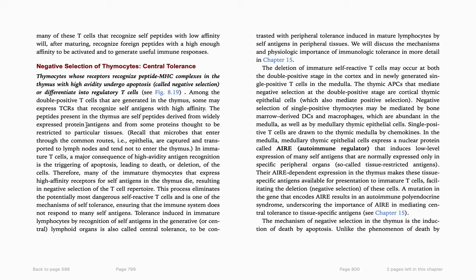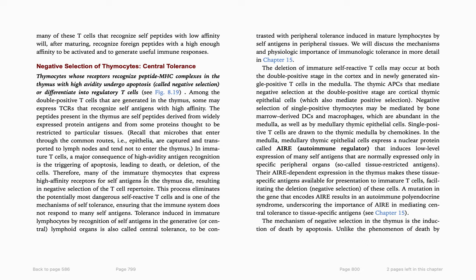The peptides present in the thymus are self-peptides derived from widely expressed protein antigens and from some proteins thought to be restricted to particular tissues. Recall that microbes that enter through the common route, the epithelium, are captured and transported to the lymph node and tend not to enter the thymus. In the immature T cell, a major consequence of higher avidity antigen recognition is the triggering of apoptosis, leading to death or deletion of the cells.